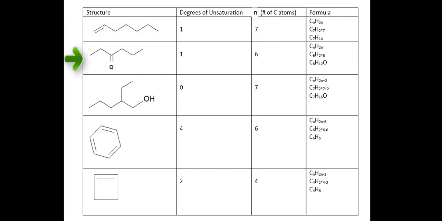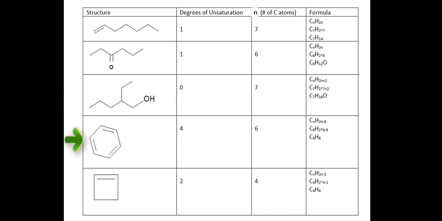The next one has 1 degree of unsaturation, the carbon doubly bonded to the oxygen. There are 6 carbons. We substitute in 6 for n, and end up with C6H12O. In the third example, there are no degrees of unsaturation, and there are 7 carbons, and we end up with C7H16O.